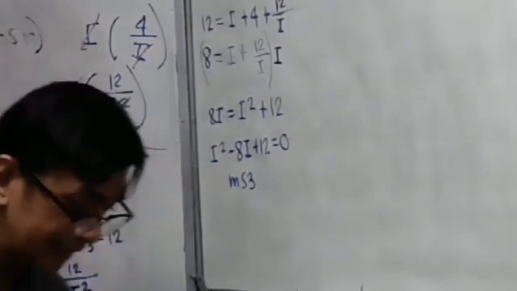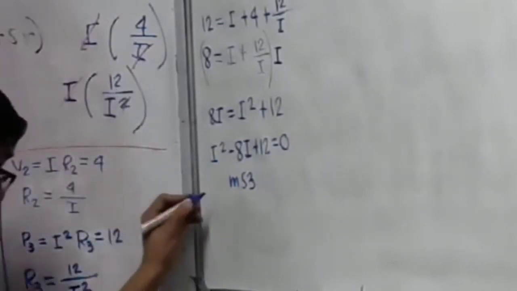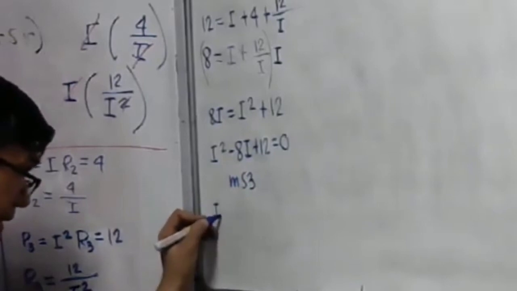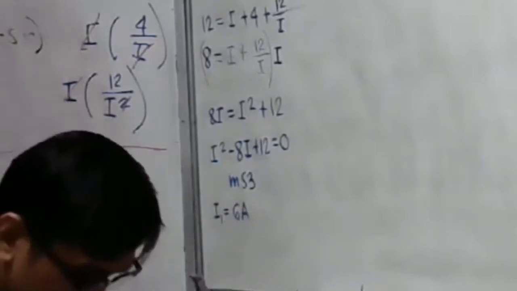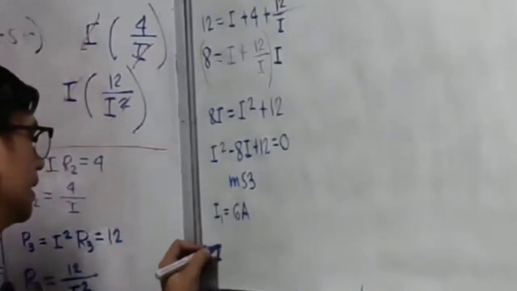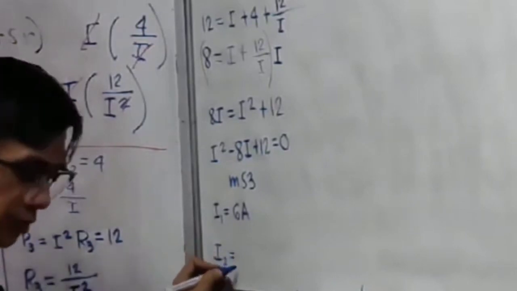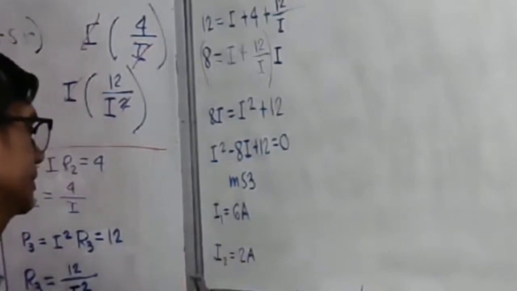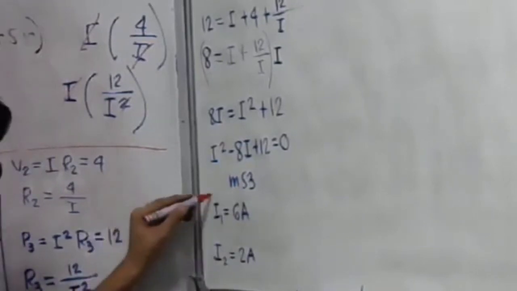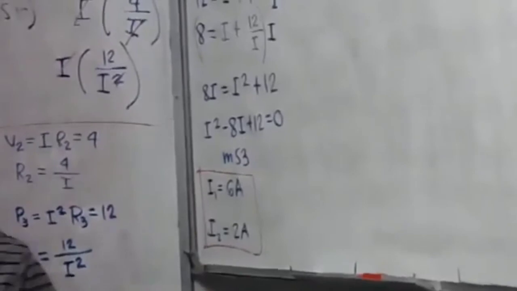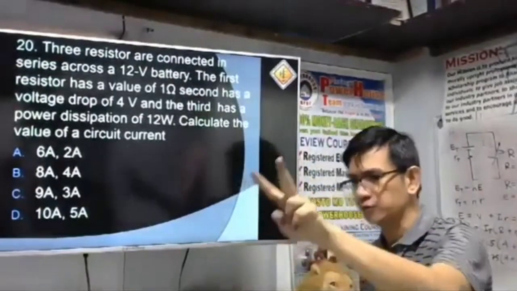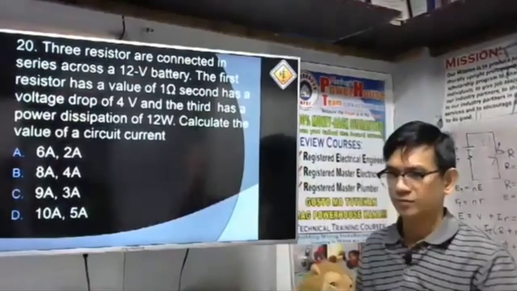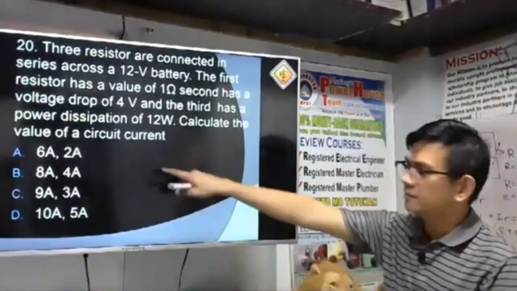X sub 1 here is 6. So, let's say, the first value of I1 is 6 amperes. Another equals, 2. Let's say our second value is 2 amperes. So that will be our final answer, 6 and 2 amperes. Because we have a quadratic equation, it must have 2 roots, the x1 and the x2.